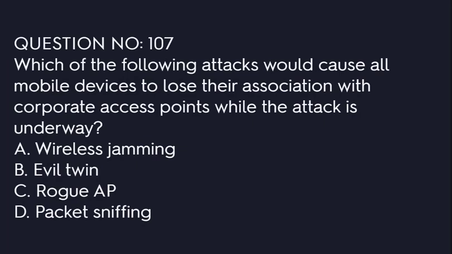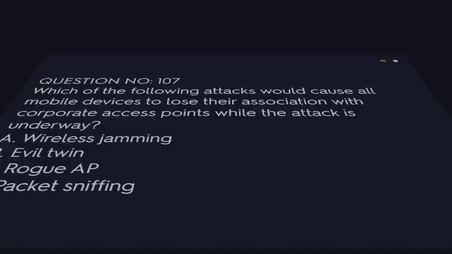Question number 107. Which of the following attacks would cause all mobile devices to lose their association with corporate access points while the attack is underway? A. Wireless jamming. B. Evil twin. C. Rogue AP. D. Packet sniffing.